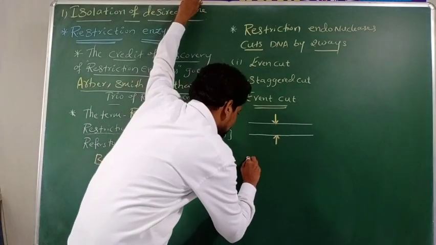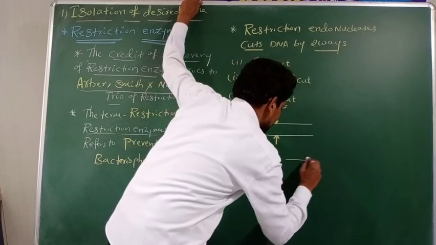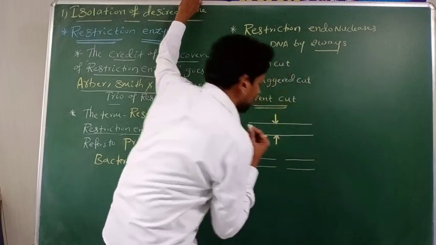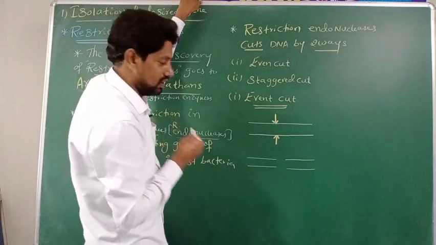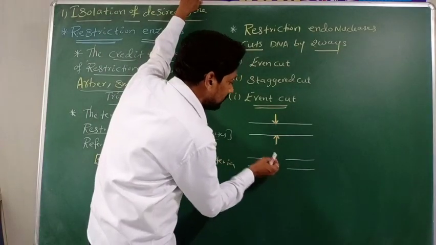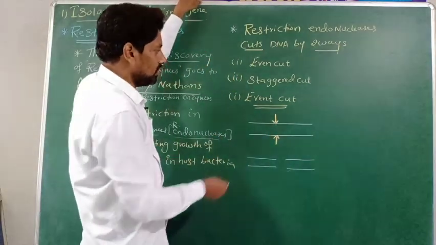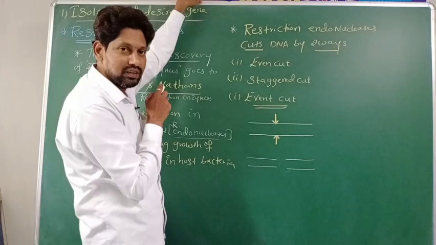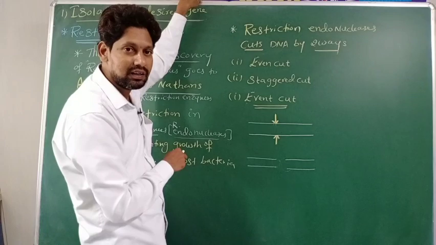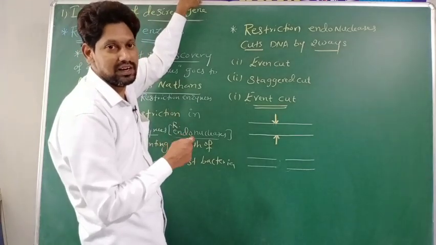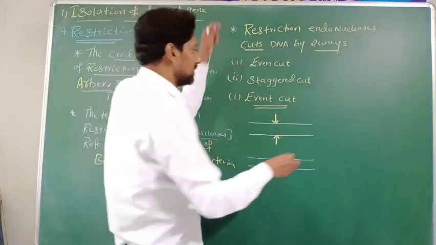Now listen, if the restriction endonuclease cuts at this point and cuts this strand at this point, then we will get fragments. See this end? This end is called a blunt end or flush end. Therefore, when an even cut is made, the ends will be either blunt ends or flush ends. Is this statement okay?